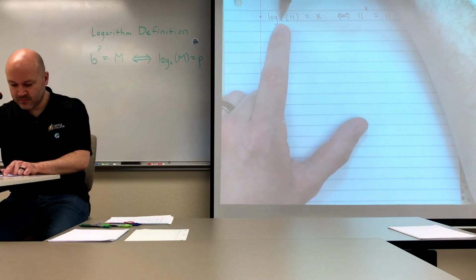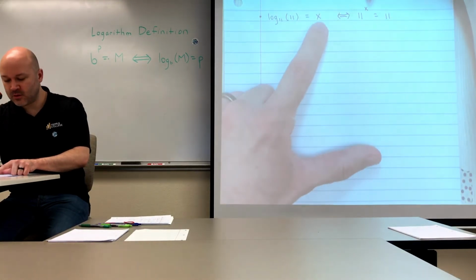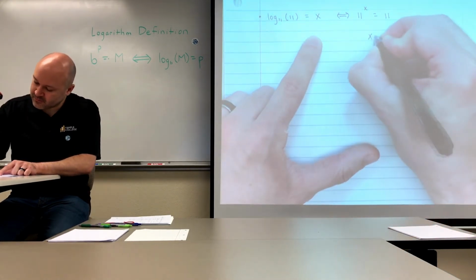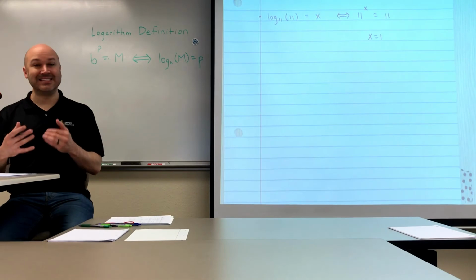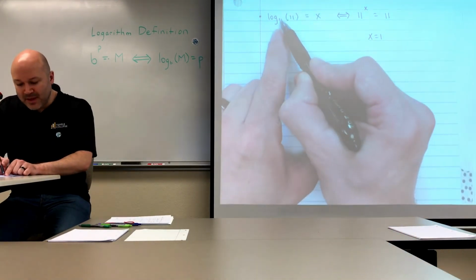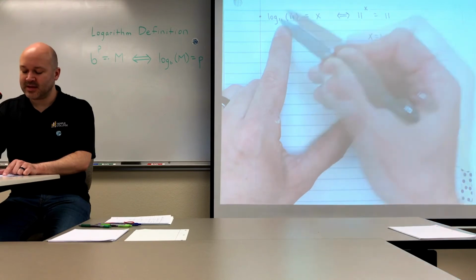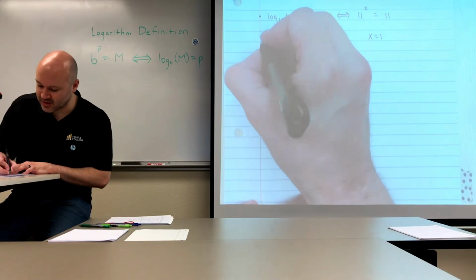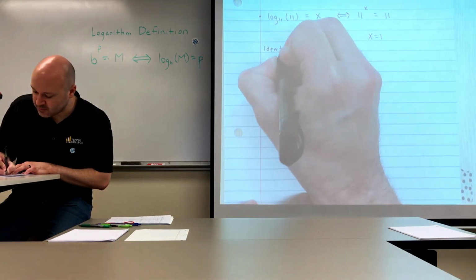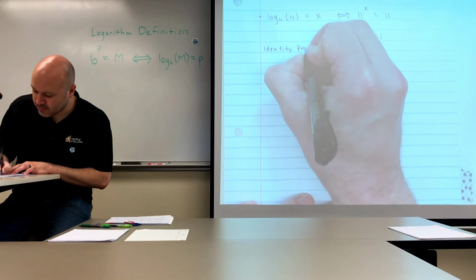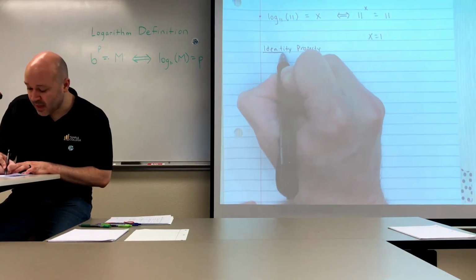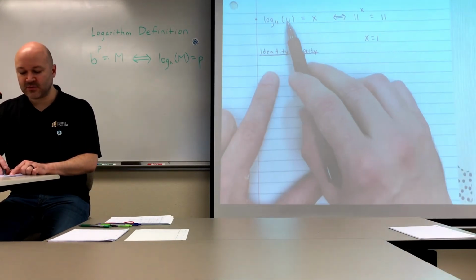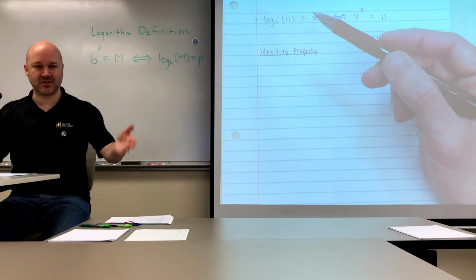So 11 to what power is equal to 11? Okay, I think it's got to be 1. I would call this an identity property of logarithms. If your base ever matches your argument, it's always going to be set up like this, so it's always going to be 1. I'll just go ahead and write that down. Identity property. I claim if you just memorize the definition and always use the definition, you're fine. But if you see this a few times, you'll start to recognize, oh yeah, that's just going to be 1.